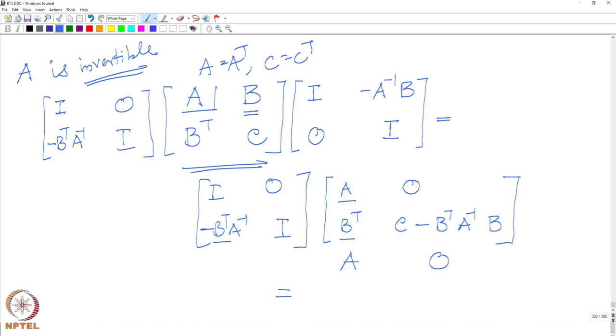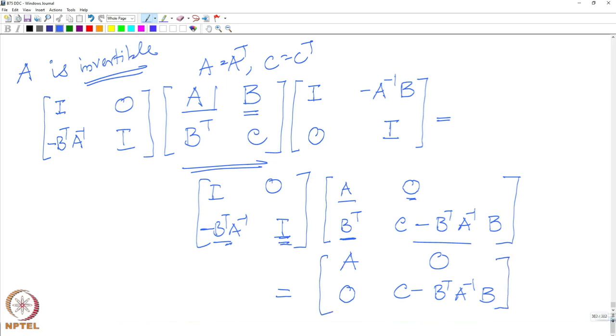If I do that, then B transpose A inverse multiplies A. So, A inverse A gives me identity. So, this is minus B transpose, and here I have this times B transpose. So, it is minus B transpose plus B transpose. So, this will be 0, and for this entry it will be 0 times this plus identity times this. So, this will be as it is, right.